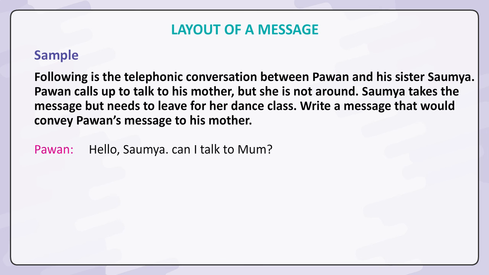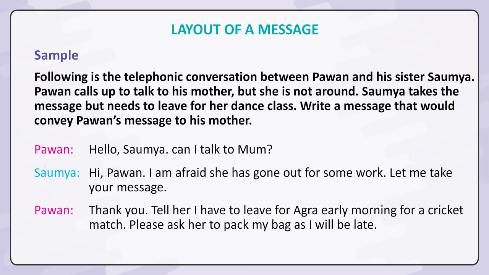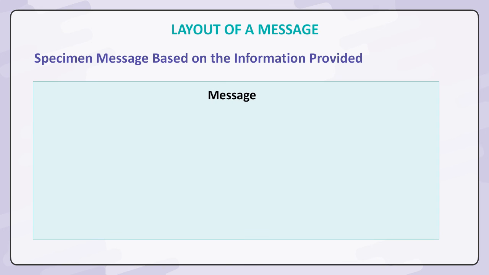Pawan. Hello, Soumya. Can I talk to Mum? Soumya. Hi, Pawan. I'm afraid she has gone out for some work. Let me take your message. Pawan. Thank you. Tell her that I have to leave for Agra early morning for a cricket match. Please ask her to pack my bag as I will be late. Soumya. Sure, I will pass the message. Bye.